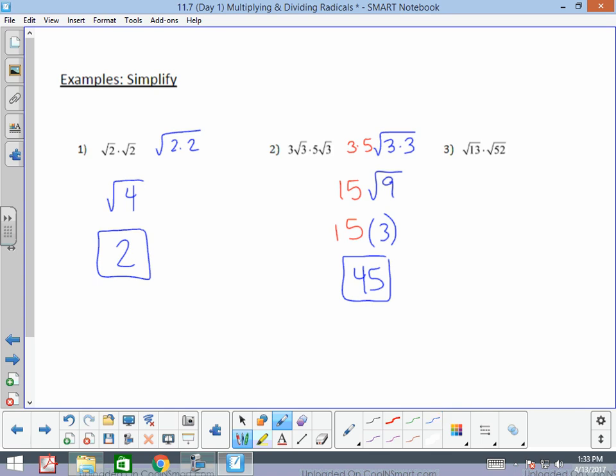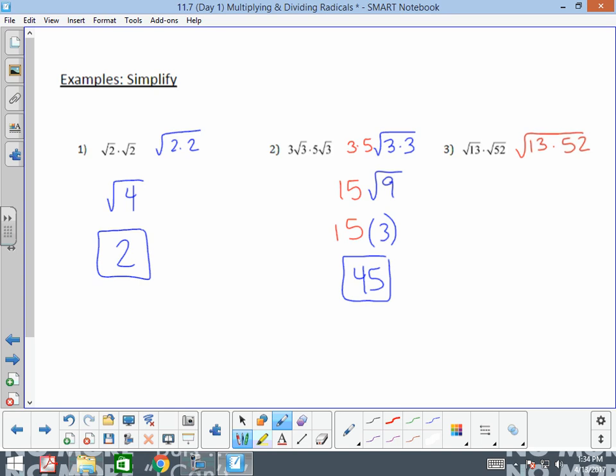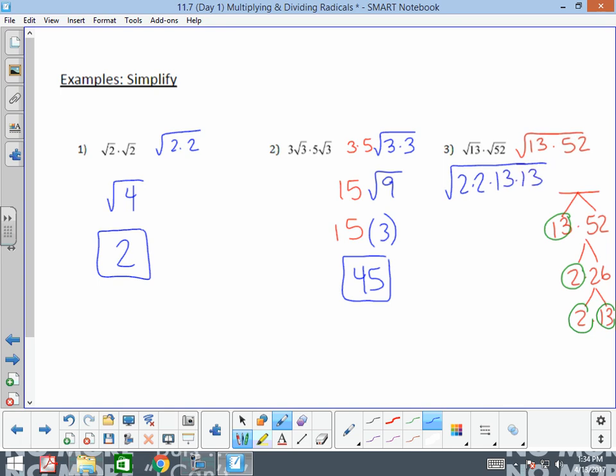Alright, now over here, we're multiplying 13 times 52. Now that's actually a big number, and since you aren't going to be able to use your calculator, what I would do is say, okay, 13 times 52 is some number. Okay, we'll just put some number. We know the factors of that number are 13 and 52. So 13 is prime. 52, though, we'll divide by 2. 2 is prime. 26 will divide by 2. And now I have all prime numbers. So this is actually the square root of 2 times 2 times 13 times 13.